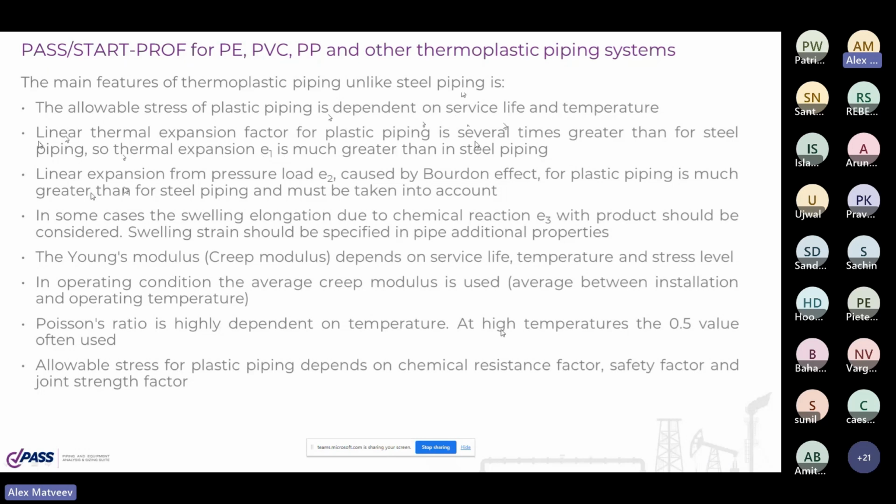Also, linear expansion from pressure load is also very great. So we always should consider the Bourdon effect for the plastic piping. The Bourdon effect is elongation of the pipe under the pressure, from the pressure load. So sometimes we should take into account the swelling elongation. It's caused by the chemical reaction between the pipe material and the product.